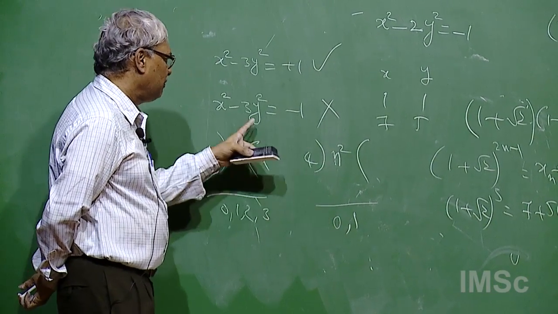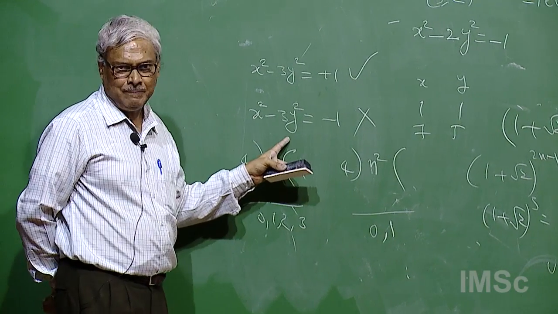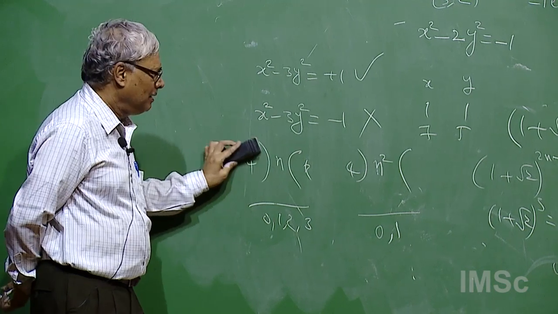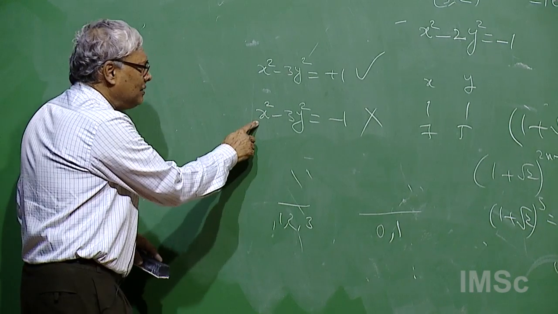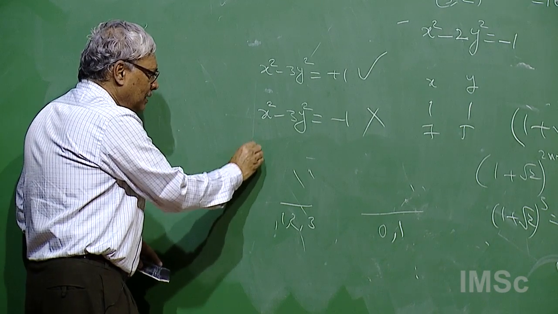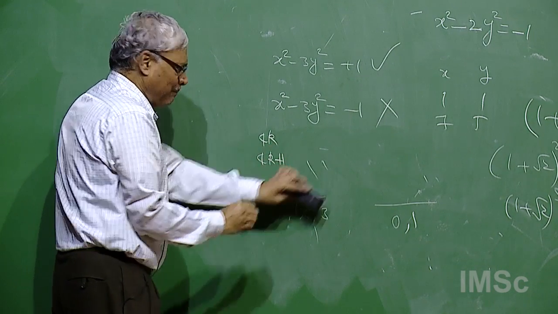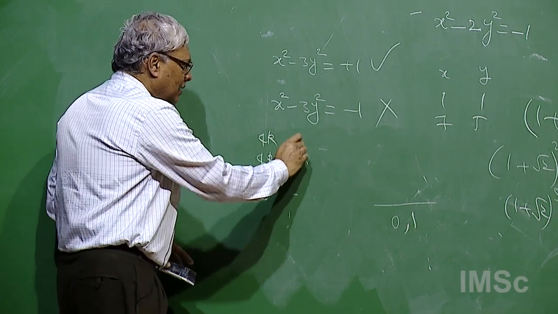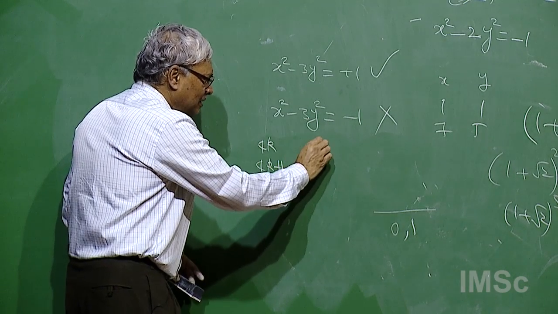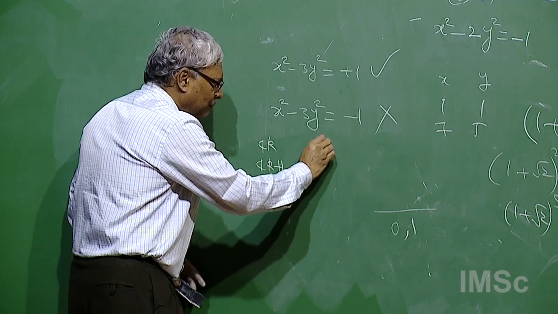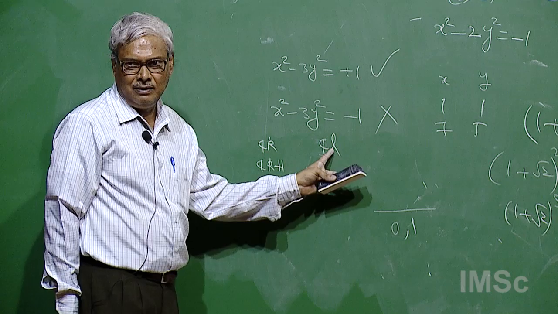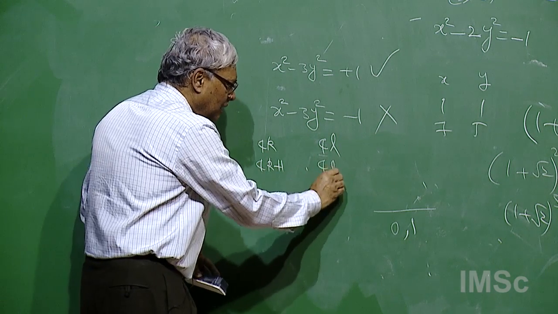Now how is this useful here? So x and y are squares. They may be even or odd. So what are the possible remainders here? So x squared will be either 4k or 4k plus 1, minus 3 times y squared. What are the possible values of y squared? Either 4l, we have to take a different number here, or 4l plus 1.